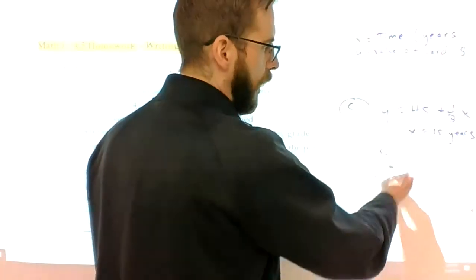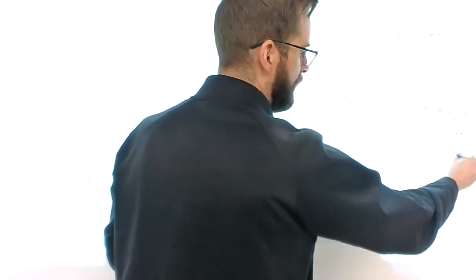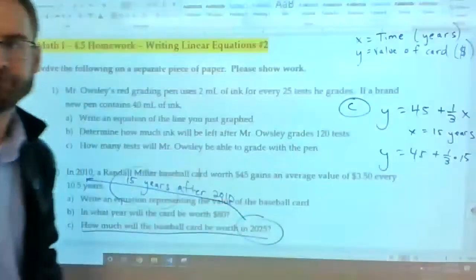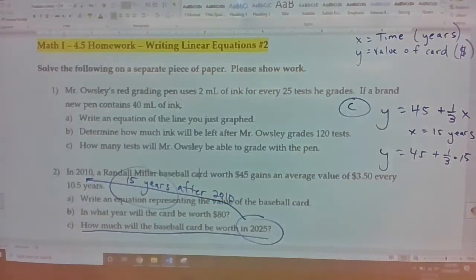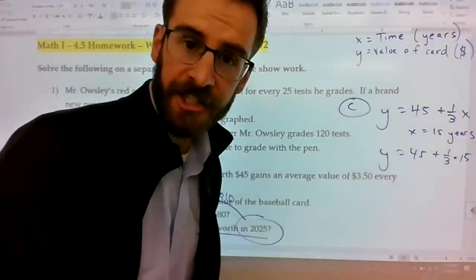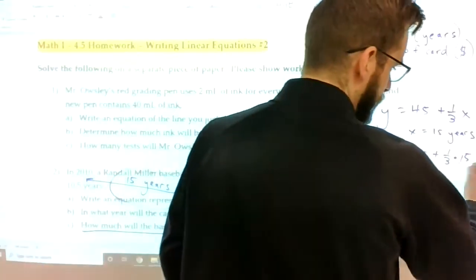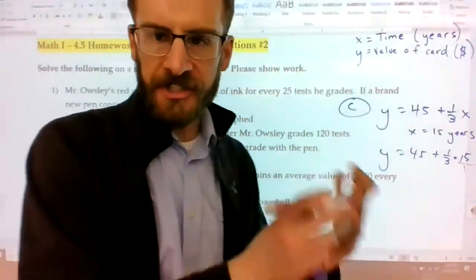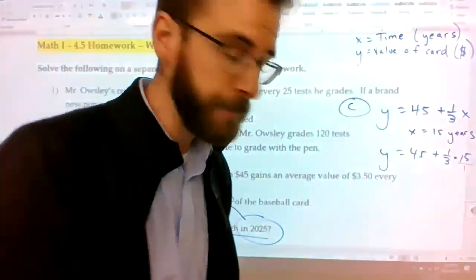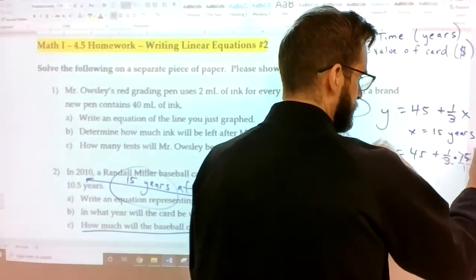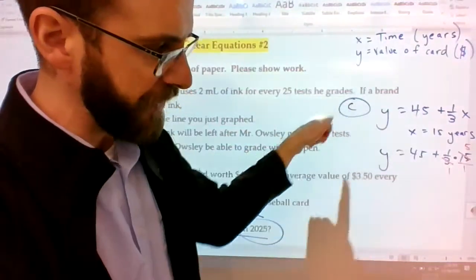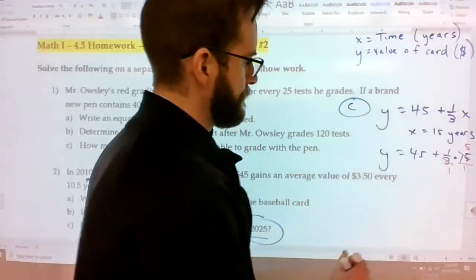So y is equal to 45 plus 1/3 times x, which is 15. Now, quick review. How do I multiply a fraction times a whole number? I'm going to put that whole number over 1. See if some cross cancellation can happen. 3 goes into 15 5 times. So it's 1 times 5 over 1 times 1, which is 5 over 1, which is 5.